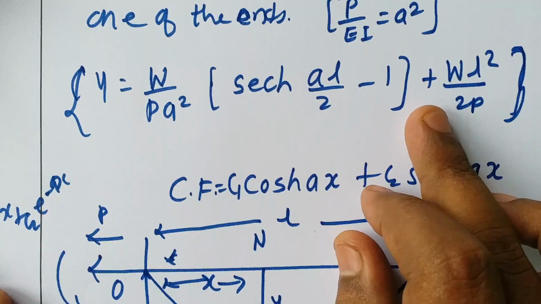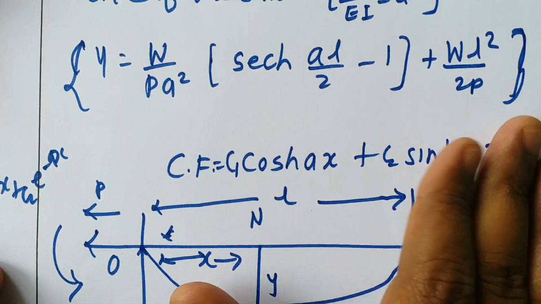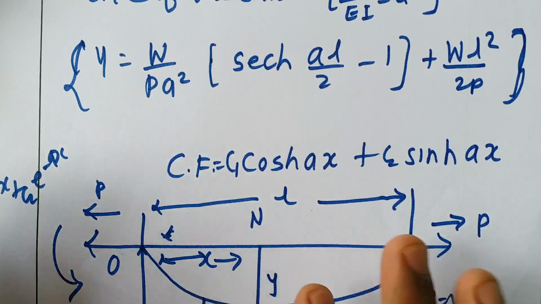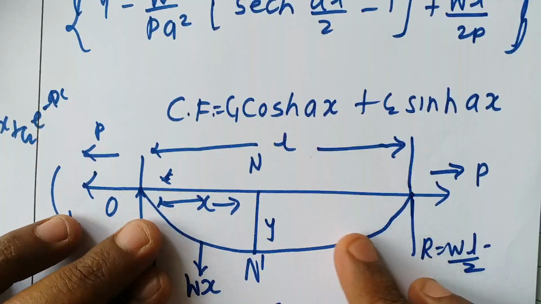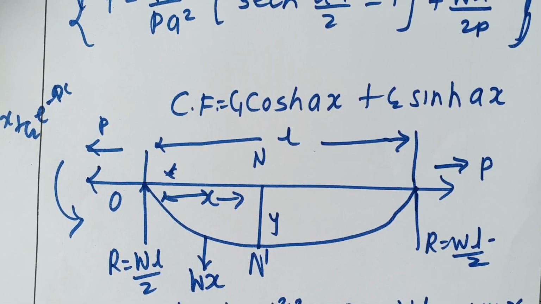You'll get this value. Before that, you need to calculate y equal to CF plus PI, and using boundary conditions. This is a simply supported beam at both ends, so the boundary conditions are x equal to 0, y equal to 0, and the second condition is x equal to L, y equal to 0. These conditions can be used for this problem.